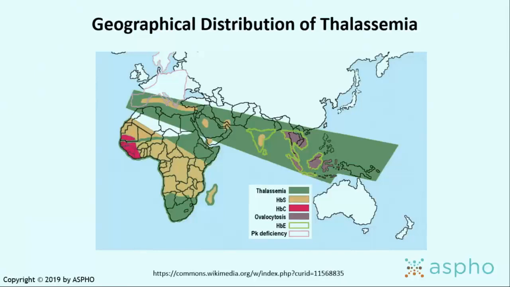Okay, so thalassemia. The thalassemias are much more common in the Mediterranean, as well as parts of Southeast Asia and the Middle East. The individuals in the United States with thalassemia, their families will have immigrated here from these areas where the thalassemia gene mutations first occurred.